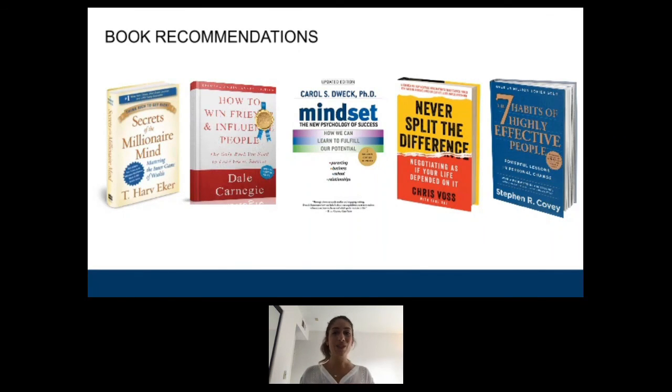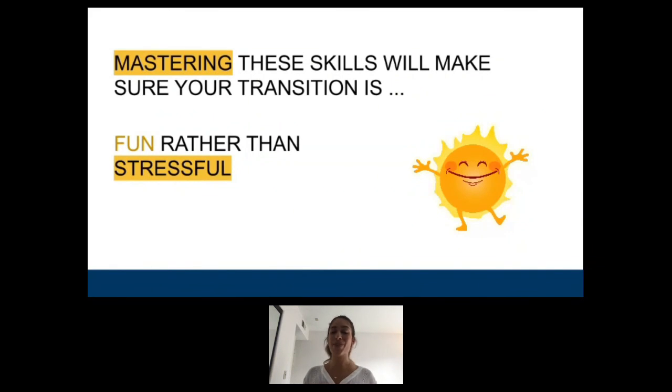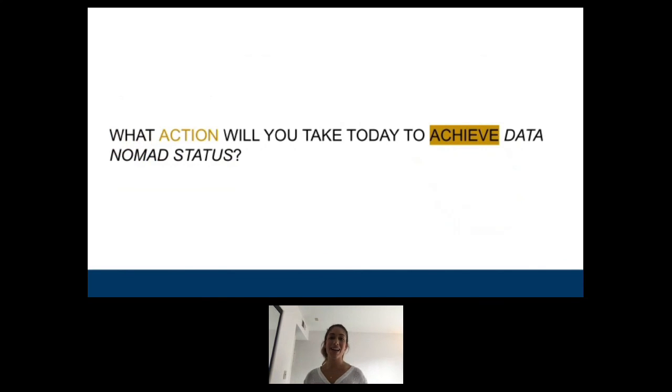So mastering these skills will hopefully ensure that your transition is a fun one rather than a stressful one, which is what we want. But also don't forget that you're going to be working incredibly hard in order to achieve this. So I'm going to leave you guys with this thought: what action will you take today to achieve data nomad status? And I hope that you all have something that you can walk away with.